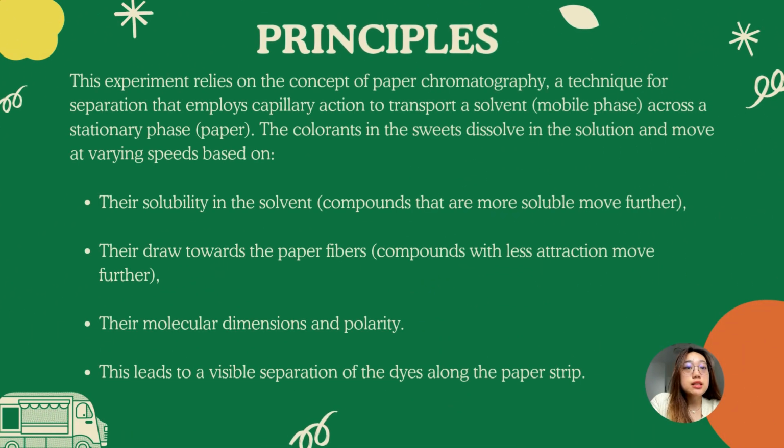For the principles, this experiment relies on the concept of paper chromatography, which is a separation technique that uses capillary action to transport the solvent across the stationary phase. The colorants in the sweets, M&M and Skittles, will dissolve in the solution and move at different speeds based on, first, their solubility in the solvent, where a compound that is more soluble will move further, and second, how they are attracted to the paper fibers. A compound with less attraction will move further, as do those with different molecular dimension and polarity. And lastly, this leads to a visible separation of the dyes along the paper strip.